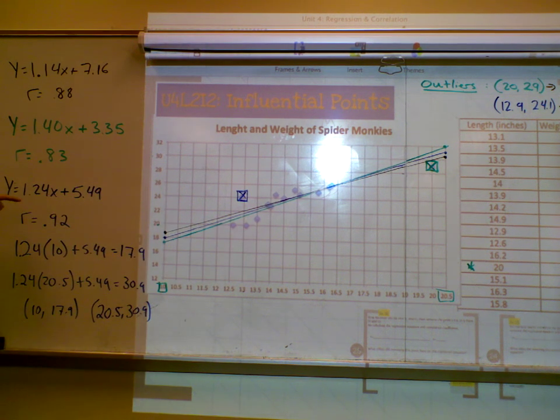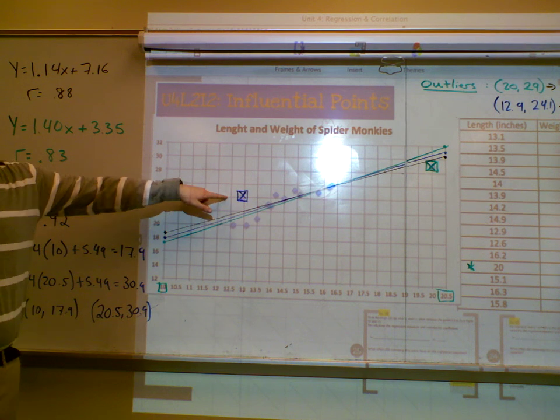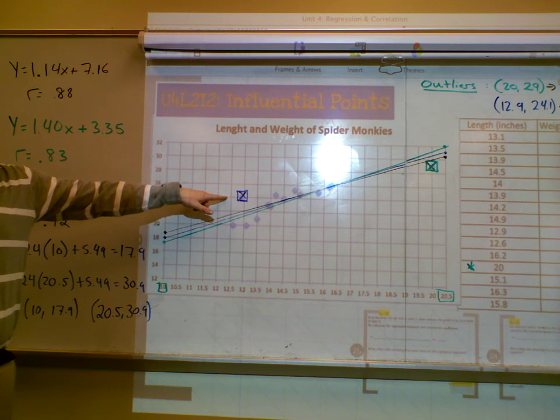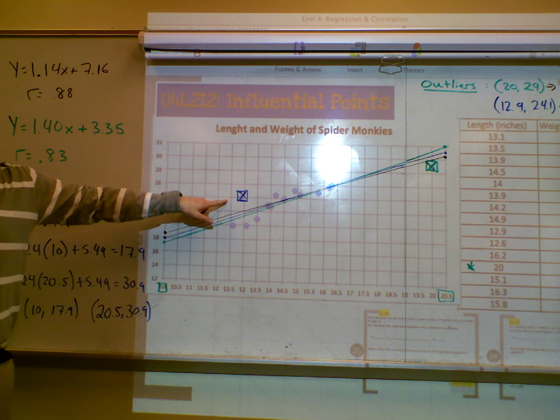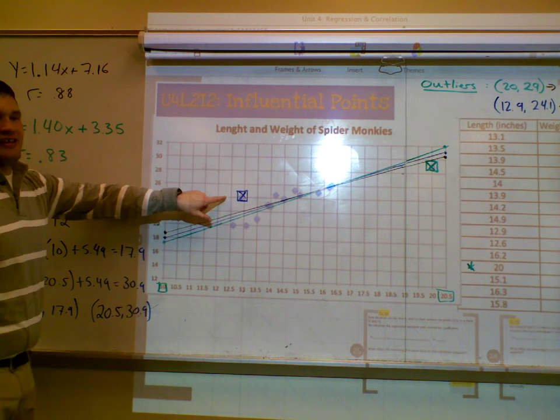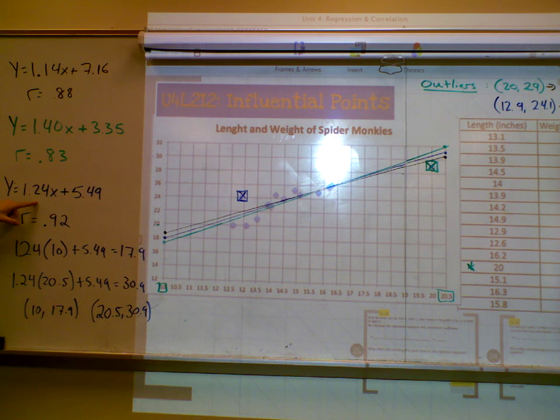Would you consider that influential? No. Okay. Kind of subjective, isn't it? You can make an argument either way. You could say, yes, it's influential because my slope did change. I did make a stronger correlation. Or you could say, no, it's not influential, because the slope didn't change that much. The correlation didn't change that much.